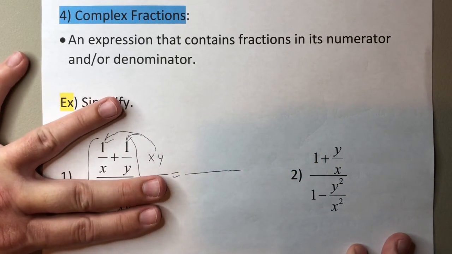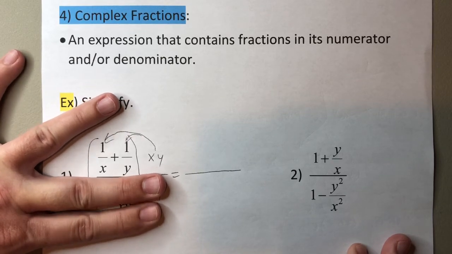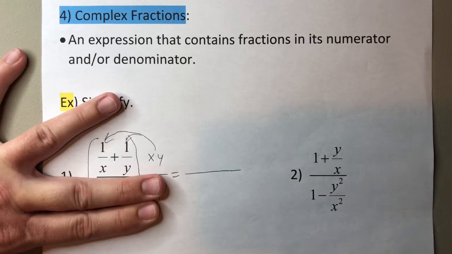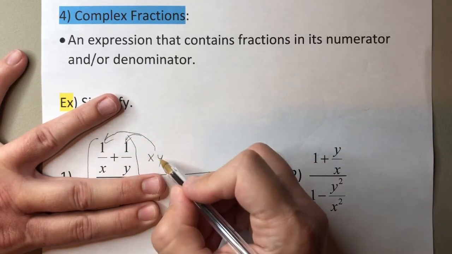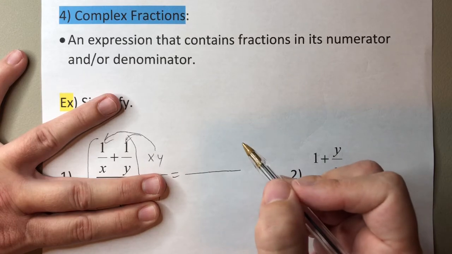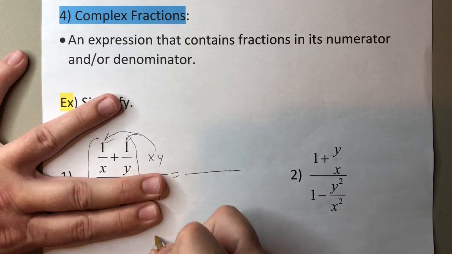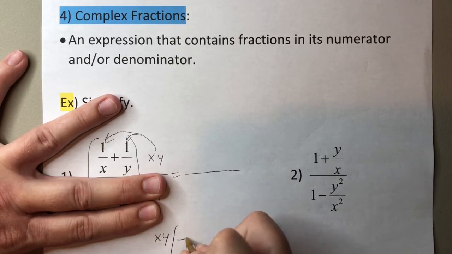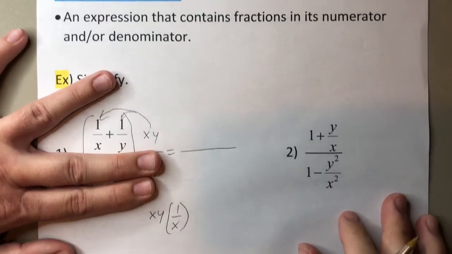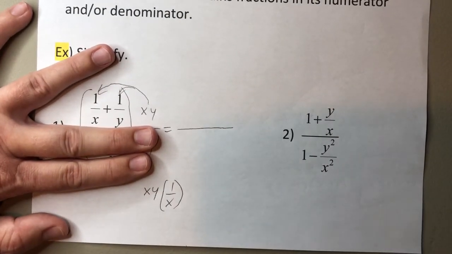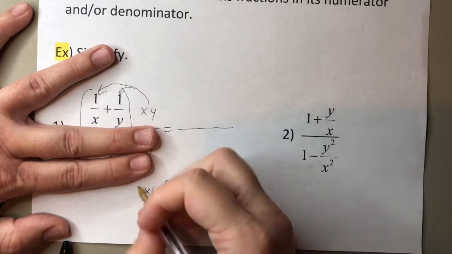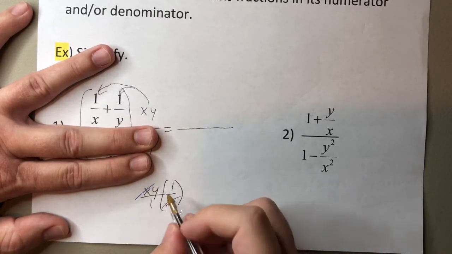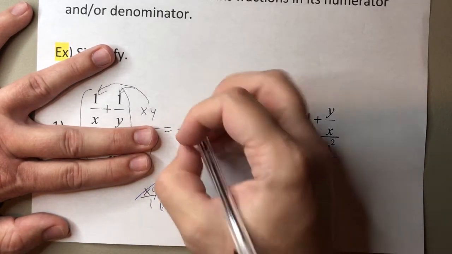Notice I'm trying to cover up what I don't want you to work on right now. So we're only looking at the numerator. So if you have xy times 1 over x, that's what you have. This is really understood to be over 1. Do you see that the x's are going to be eliminated here? Do you see that these x's are going to be canceled out? And you're left with just y times 1, which is y.